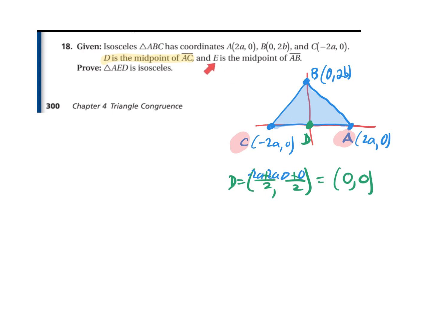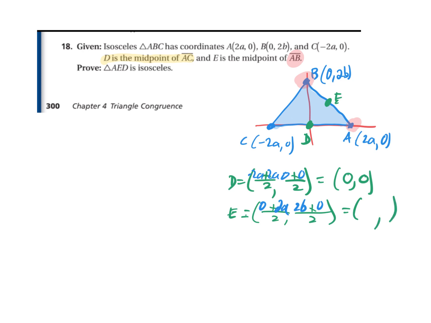All right, now we need to find E's coordinates using the midpoint formula, and it's the midpoint of segment AB. So again, E is the midpoint of segment AB, and using the midpoint formula, we'll take A and B's x-coordinates, which are 0 and 2A, and after the comma are the y-coordinates, the average of the y-coordinates of A and B, which are 2B and 0. 0 plus 2A is 2A, 2A divided by 2 is just A. And here we also have 2B divided by 2, which is just B.